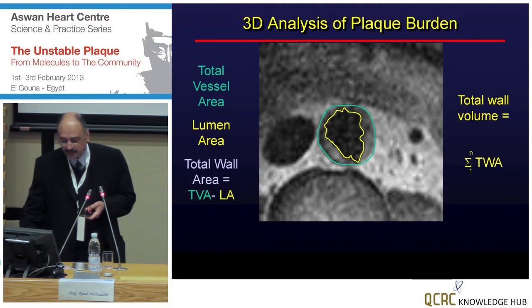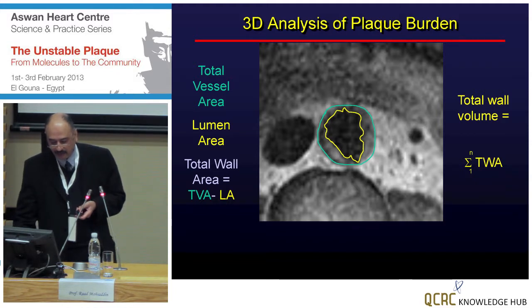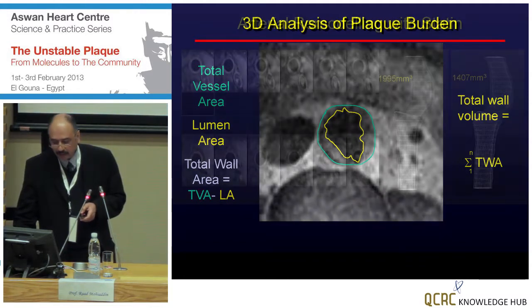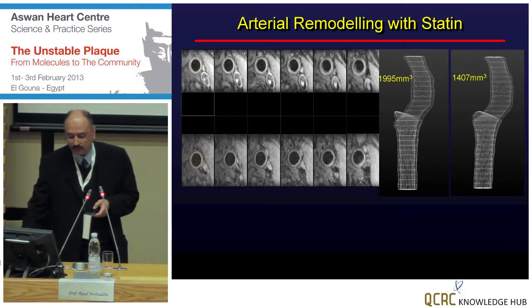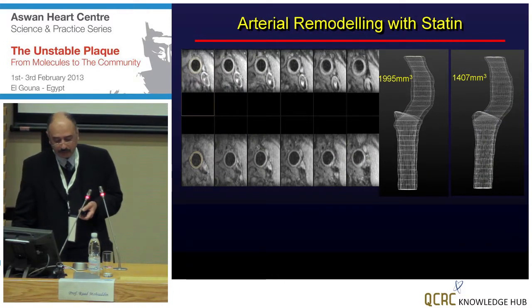So you draw the circle outside and on the inside. This is going to be the vessel wall area or volume. This is the luminal area or volume. And this is the total vessel area. And you can do that automatically or semi-automatically with computers now.